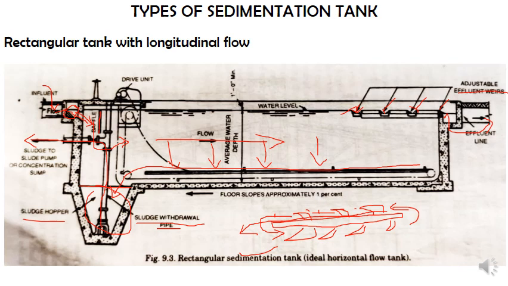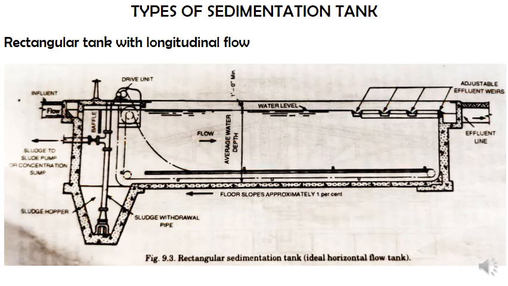Now similarly, if you don't have this particular arrangement, you don't have the mechanical scrapers, at that point of time you can use manual labors. So usually manual labors are used whenever it is plug flow. So in the plug flow, what will happen?